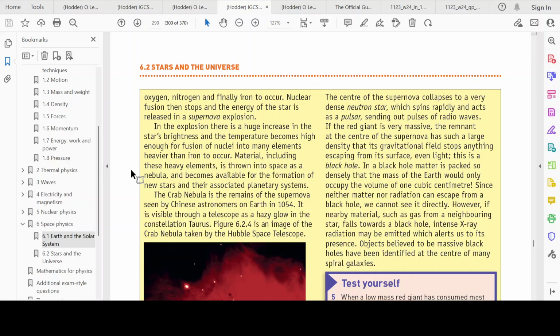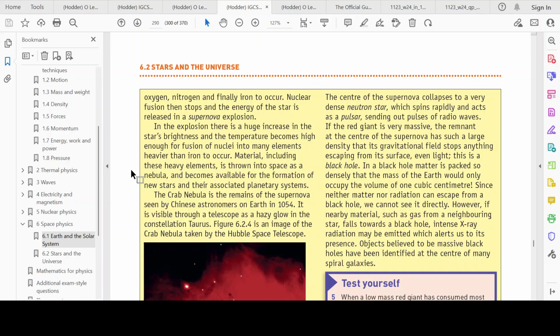In the explosion, there is a huge increase in the star's brightness and the temperature becomes high enough for the fusion of nuclei into many elements heavier than iron to occur. So in that explosion, the temperature gets so high that you already have iron, and you get other elements that are heavier than iron.